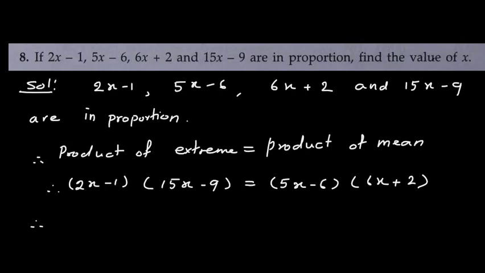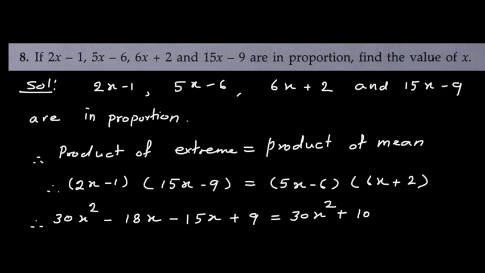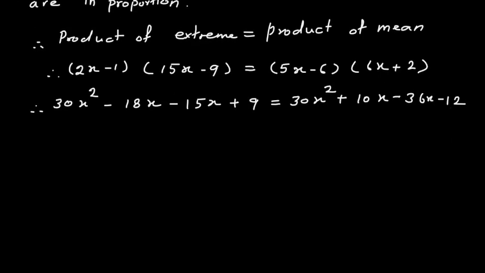So therefore 15 to the 30x square minus 2 9 the 18 minus 15x plus 9 is equals to 5 6 the 30x plus 5 to the 10. 5 6 the 30x square, it is 30x square plus 10x minus 36x and minus 12. Okay, multiplication I think you should do it, no problem.